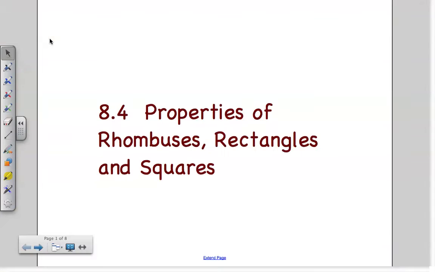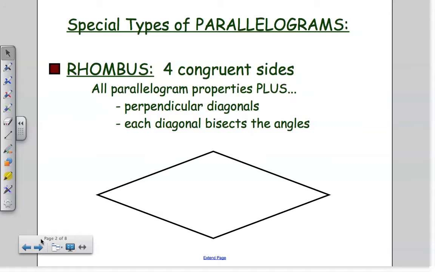In section 8.4, we're looking at the properties of three more quadrilaterals. We're looking at rhombuses, rectangles, and squares today. So starting out with a rhombus, first special type of parallelogram. A rhombus is a parallelogram with four congruent sides.